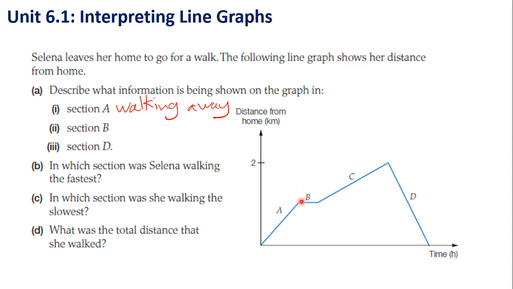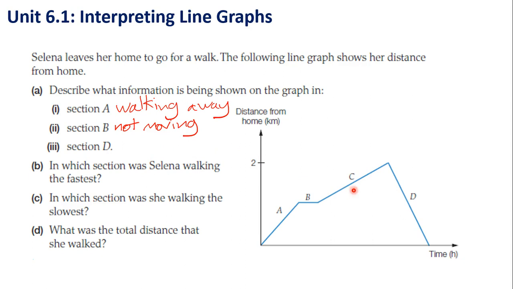But what about section B? At section B, her distance is not changing. She's not moving on the vertical axis, not moving up or down. Time is increasing along the horizontal axis, but distance is not changing. So she's not moving at all. So she's obviously just stopped to take a rest or something, but she's not moving.